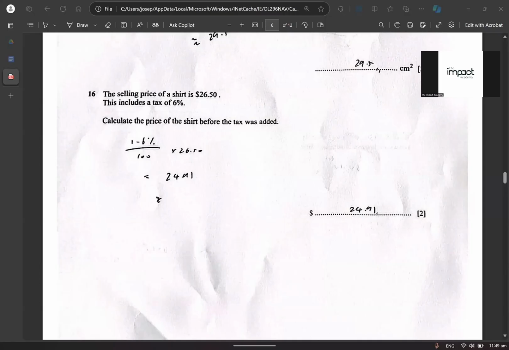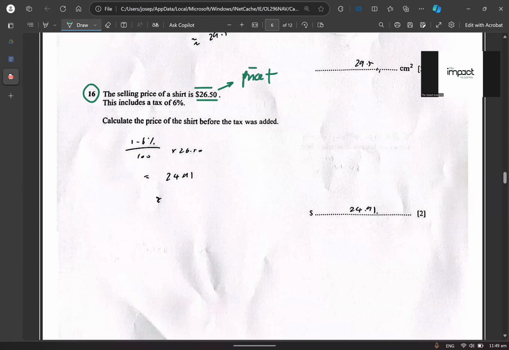Okay, for question number 16, as you can see, it says the selling price of a shirt is $26.50, which means this price is what you see in the shop. We call that the price tag. Am I making sense? This is not the 100%, because they say this includes a tax of 6%. So it is 106%, and you must write down 106% equals $26.50.